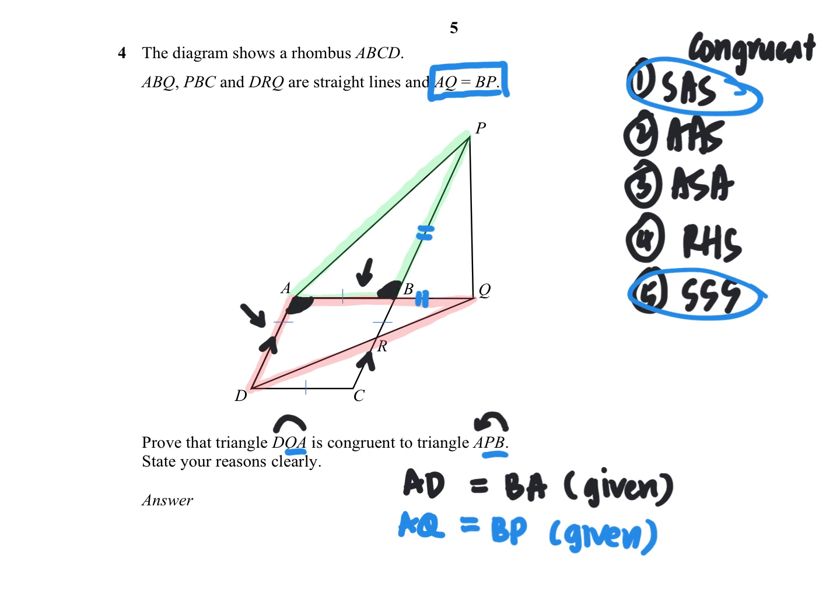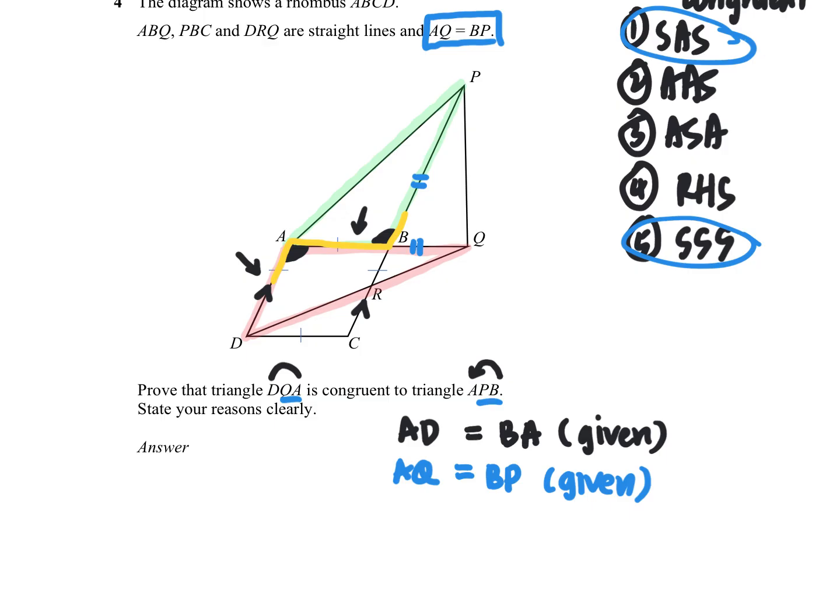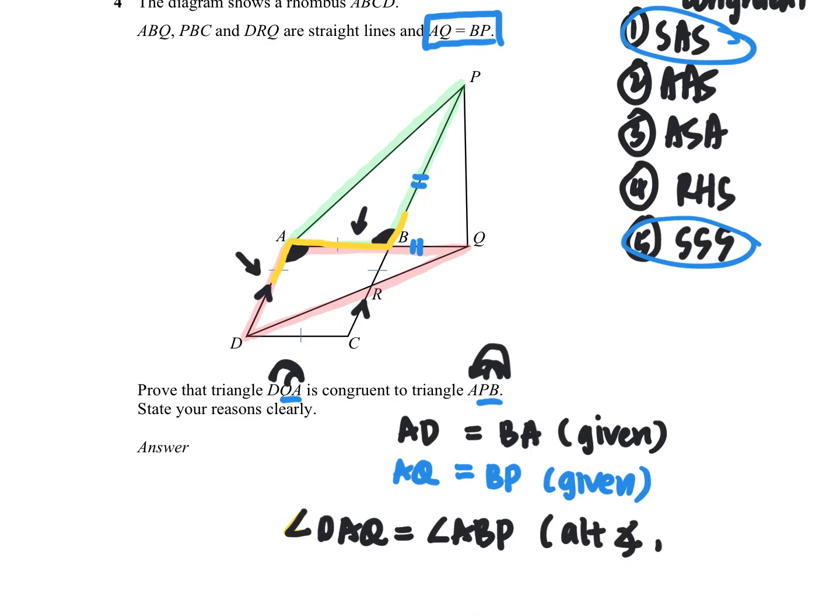So the zigzag line. This is an alternate angle. So label the first angle first. This is called SAS, you're right. DAQ. So when you look at this, DAQ is like that. You follow the same order, ABP. So this is alternate angles, parallel lines.